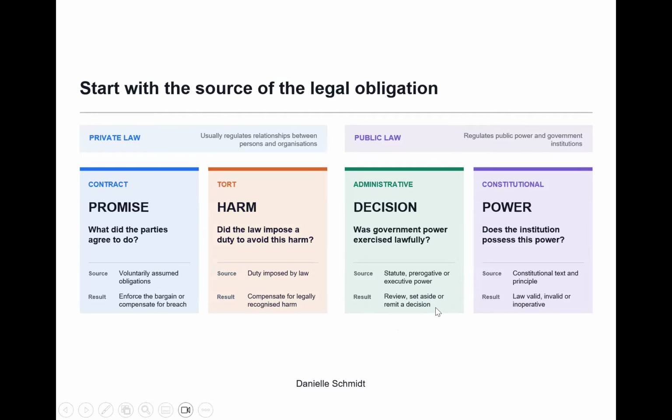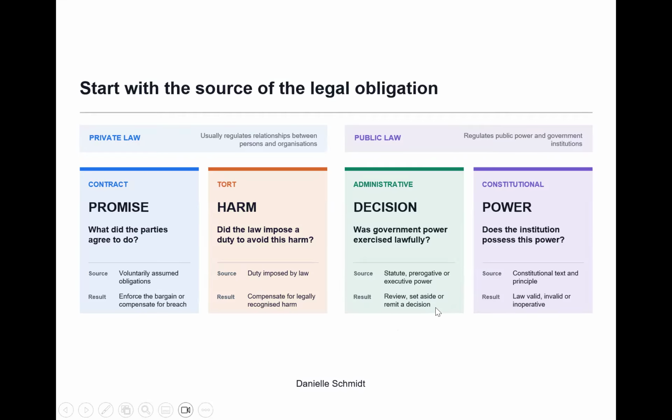So we're going to start with the source of the legal obligation. When you have a problem question placed in front of you, if you don't understand where the legal obligation comes from, it is very difficult to then analyze and discuss it. So first we need to find the issue. The issue comes down to the legal obligation.